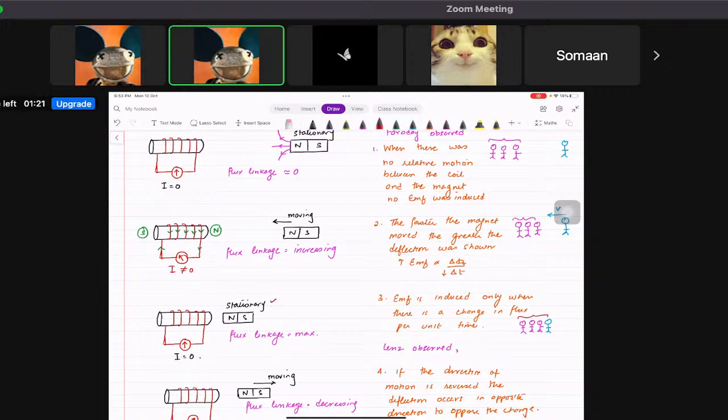Like just the magnet's really close, the flux is maximum, the magnet interacts with the coil all the time. But because there is no change happening, you don't need to oppose anything. So now current is zero. Do you understand? Yes, sir. Okay.